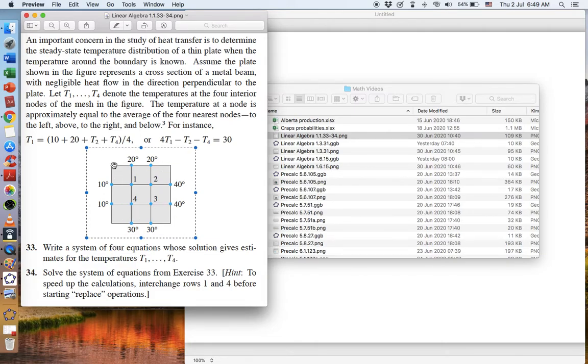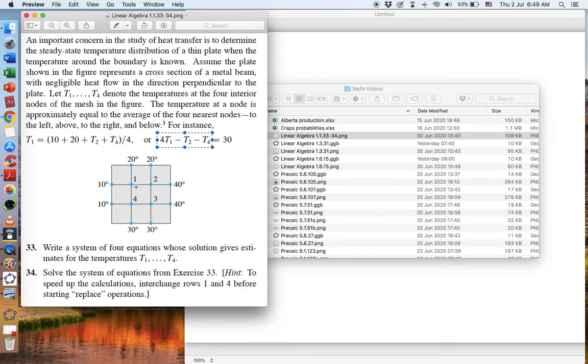We've got the outside perimeter or the outside edge of the beam, and the temperatures are measured on nodes, these points here on the outside edges, and then we've got four inside nodes. And although we can't stick a thermometer inside the metal beam, we know through some sort of empirical testing or experimenting and research that the temperature of any one node is equal to the sum of the four closest nodes on the horizontal and vertical axes divided by 4. And so we can solve for T1 this way, and then we can put these into simultaneous equations.